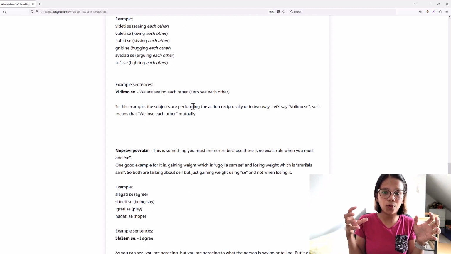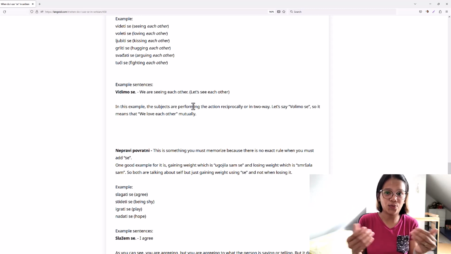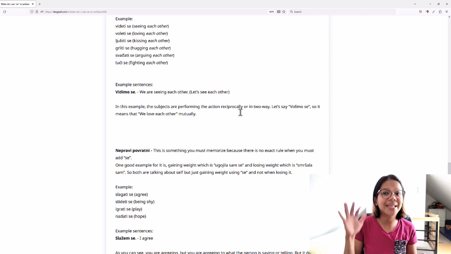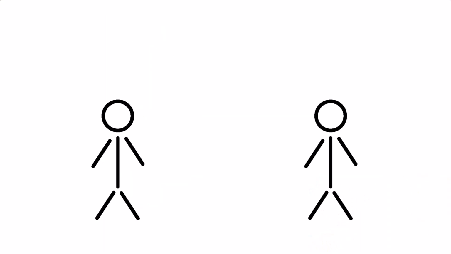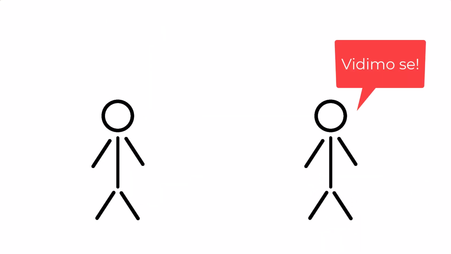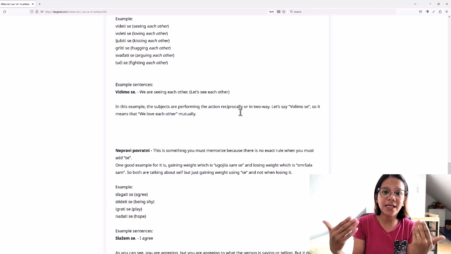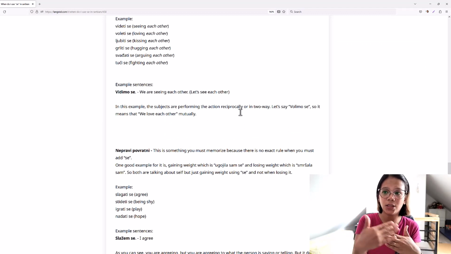So it needs two persons or more to see each other. In this example, the subjects are performing the action reciprocally or in two ways. Vidimo se, let's see each other. The person who says vidimo se will see the person he is talking to, and the person who receives that will see the person who just said he will see them. So that is performing the action in two ways.